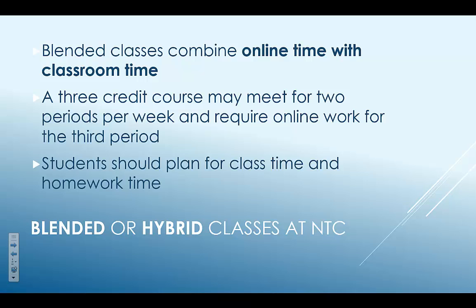Some other schools, including NTC, use the term hybrid. Basically, this term means that the course material is presented through a blend of traditional class time and online time. At NTC, a typical 3-credit hybrid class will often meet for 2 60-minute periods per week and include 1 period of virtual college class time. Again, though courses may vary, this example is typical.